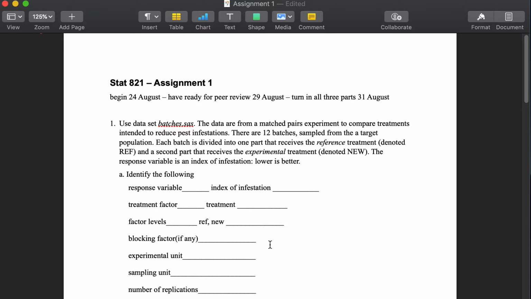The next question asks if there is a blocking factor. I'm going to say yes, there is, and that the blocking factor is batch. Blocking factor is when you group your experiment into blocks, where you think the experiment within each block will have more in common between creatures inside each block versus creatures outside the block. So let me give an example. I don't think that was very clear.